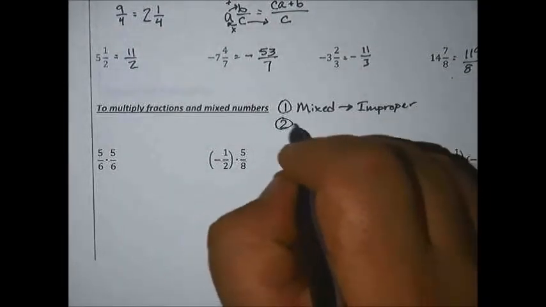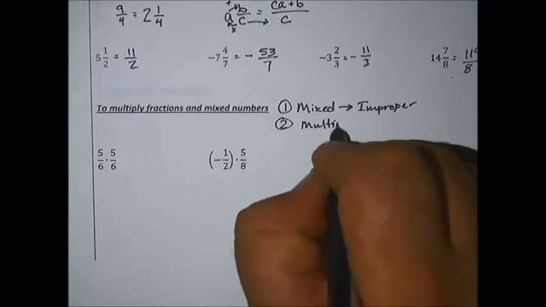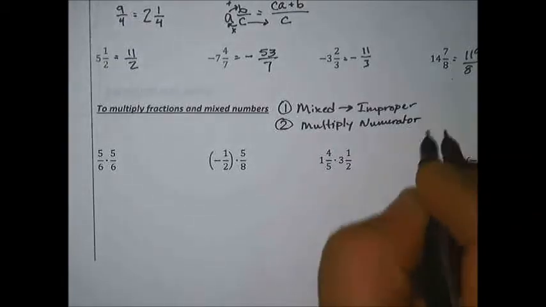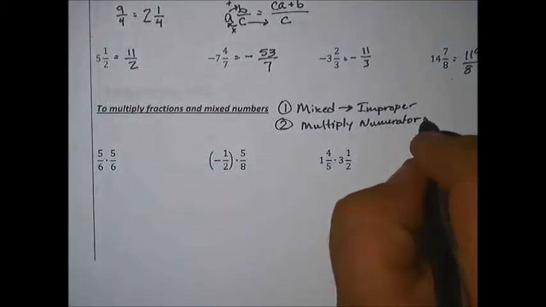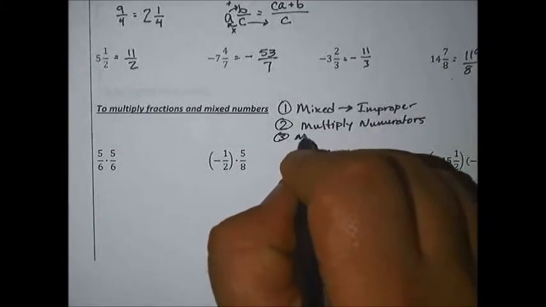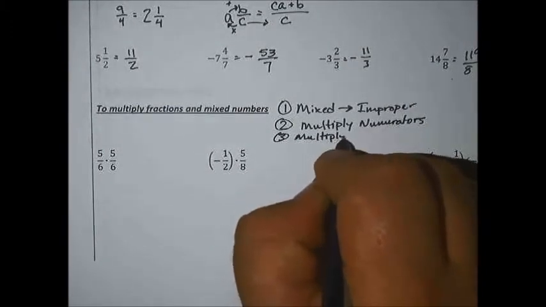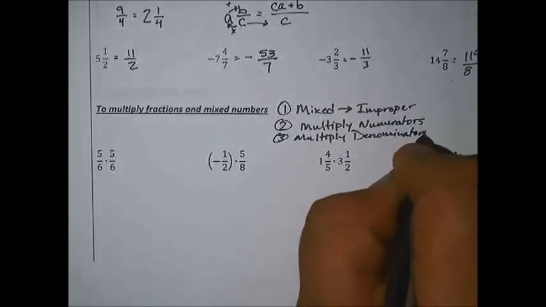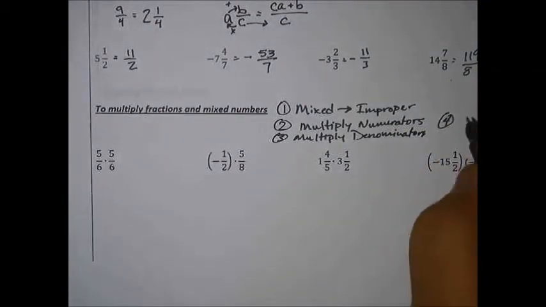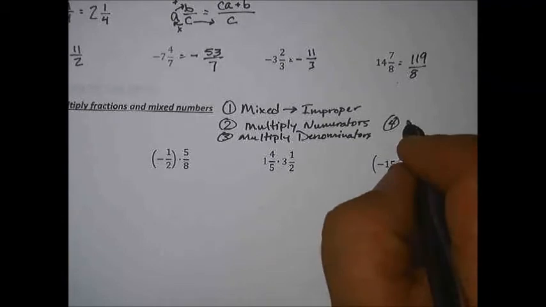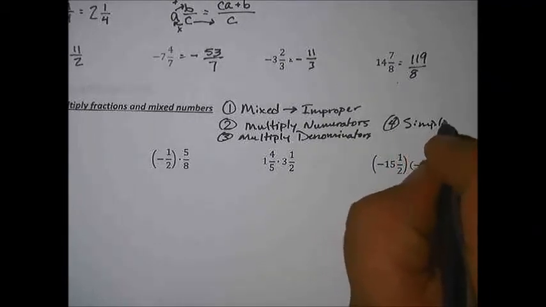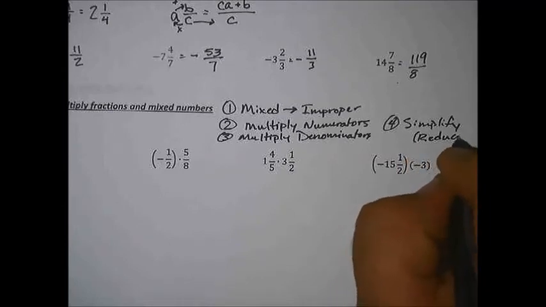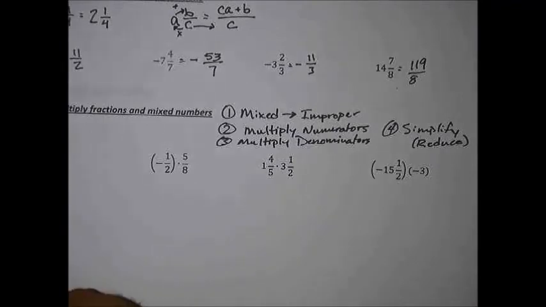And step 2, multiply numerators. That's the number on top. So multiply numerators, and step 3, multiply denominators. And then kind of a step 4 that we should always do when we're dealing with fractions is simplify. Or, we've called it before, reduce. Reduce your fractions. It makes it a lot easier to look at.